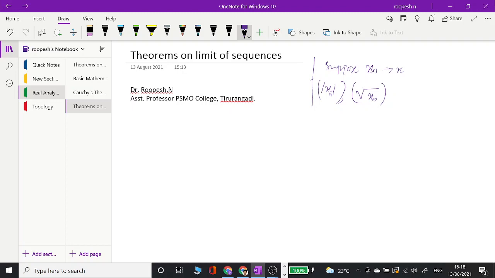Will it converge, as we are guessing, to mod x, and will the other converge to root x? First of all, we will examine these two. So the first case, we have a theorem, 3.2.15 theorem.